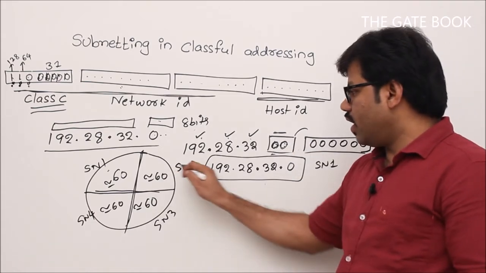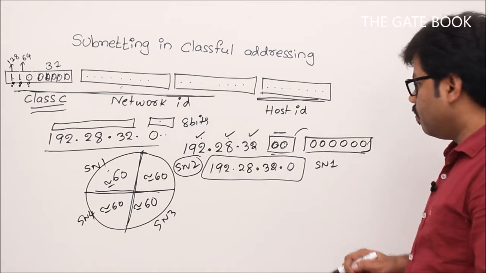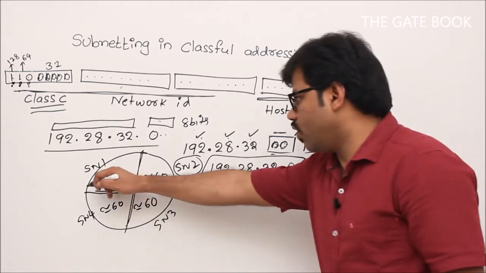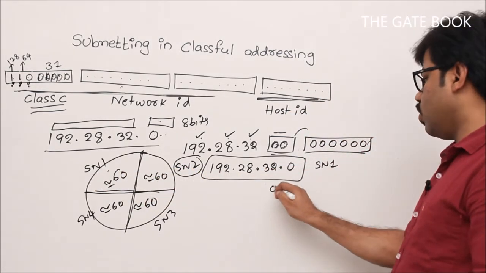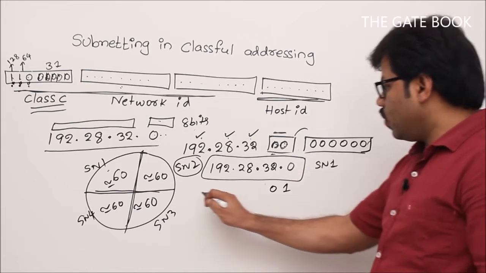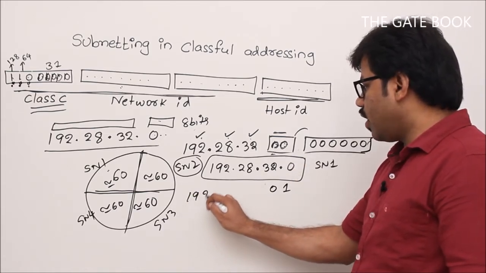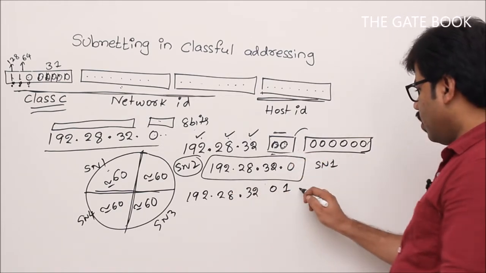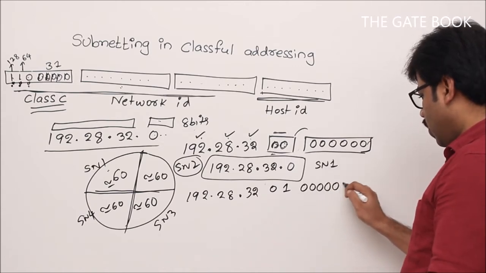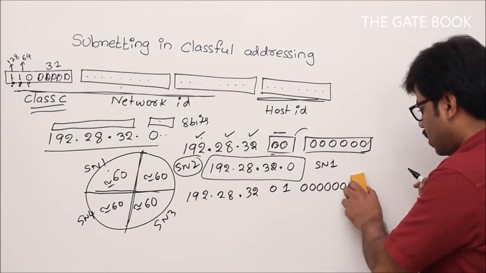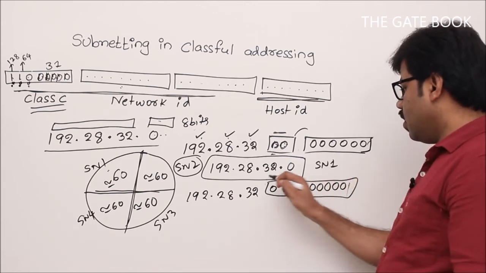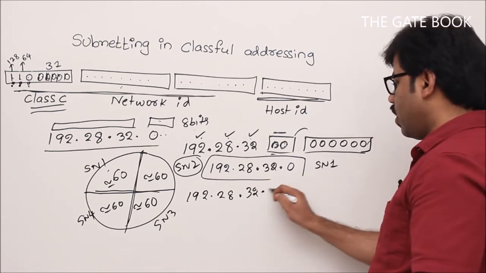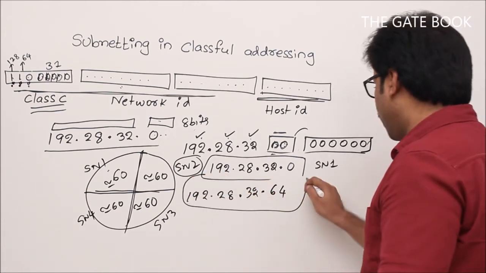Okay, second thing, now SN2. For SN2, because you know already 0 0 is given for network 1, for this one we give another pattern, 0 1. If I give 0 1, then you are going to create a new network. That is 192.28.32. If I write 0 1, what is going to happen? The remaining bits should be zeros, then only it will become the network ID. So 3 plus 3, 6. What will be the value in decimal? See, this position is nothing but 64, correct? So it would become 192.28.32.64. This is the network ID for subnet 2.